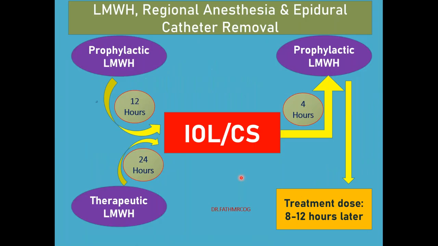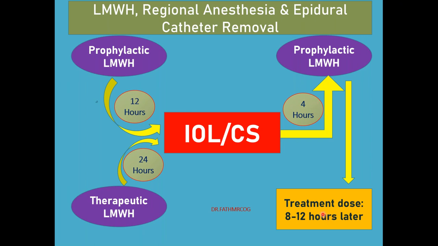This chart is about low molecular weight heparin, regional anesthesia and catheter removal. In case of prophylactic low molecular weight heparin, for induction of labor, cesarean section and regional technique, it should be avoided at least 12 hours. In patients who have received therapeutic low molecular weight heparin, regional technique should be avoided at least 24 hours. After the regional technique, cesarean section or induction of labor, we can start the prophylactic low molecular weight heparin after 4 hours.